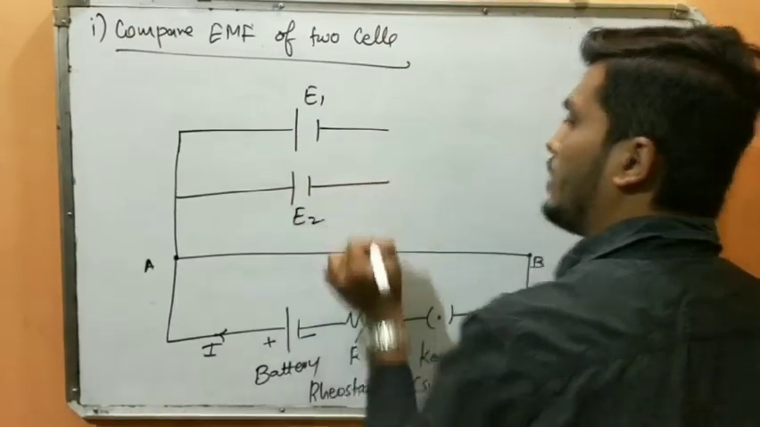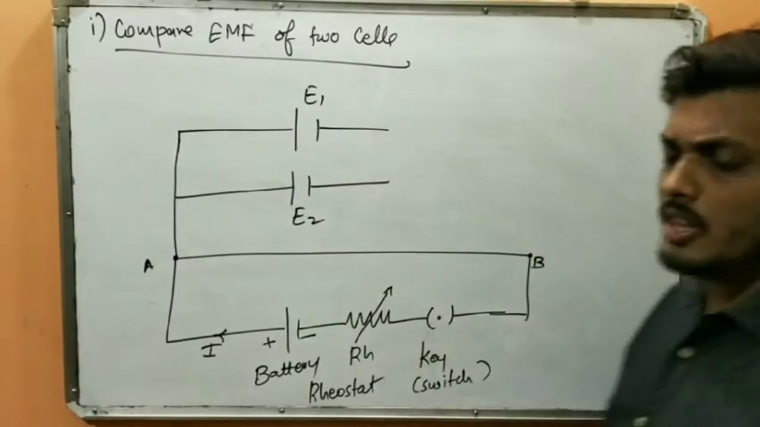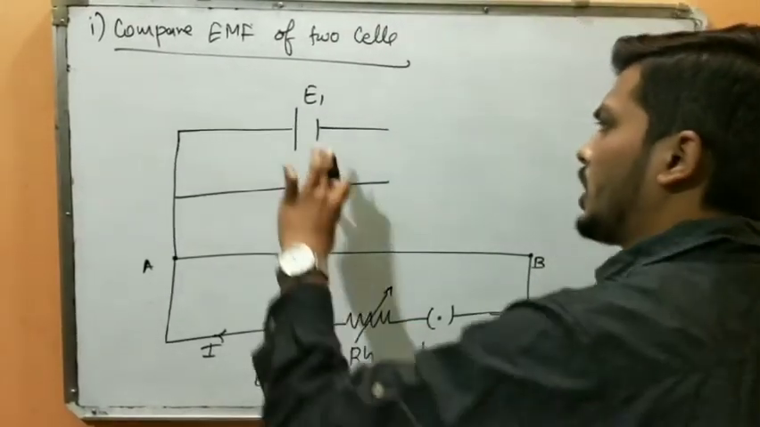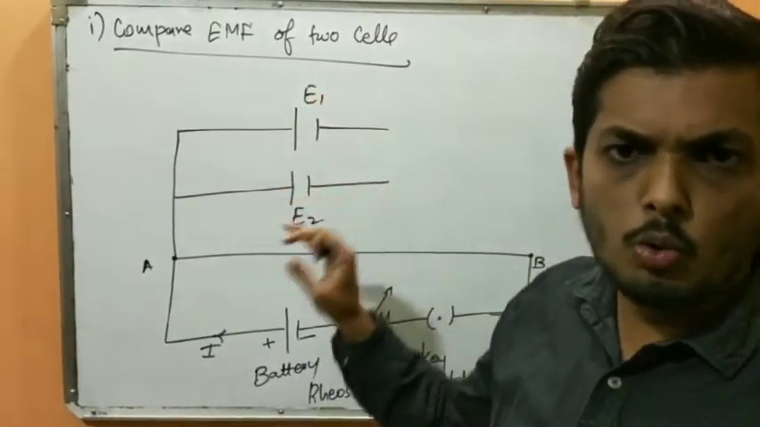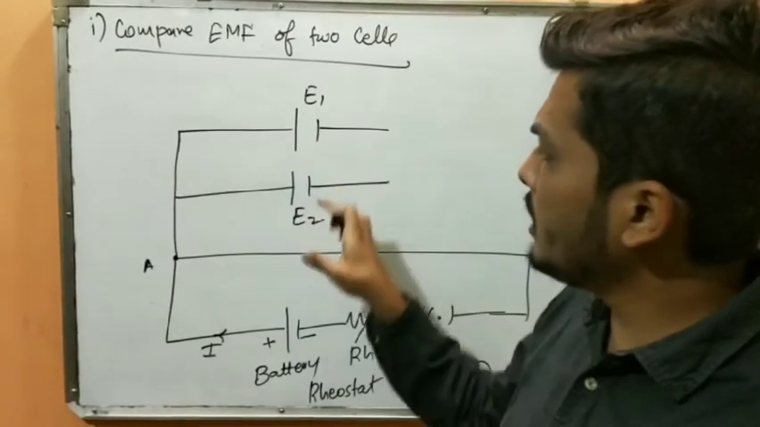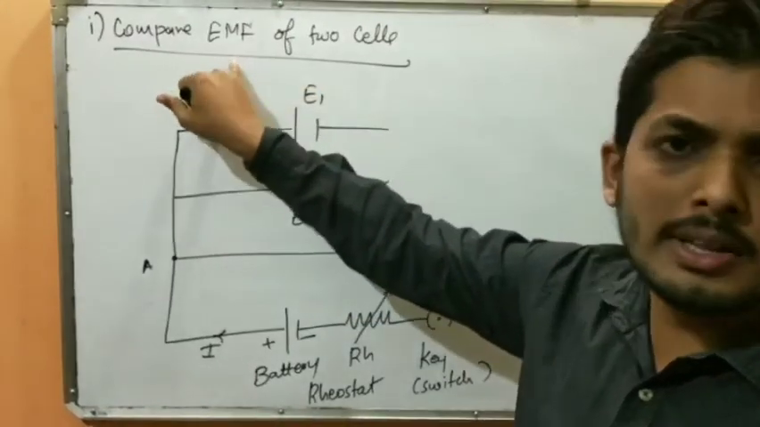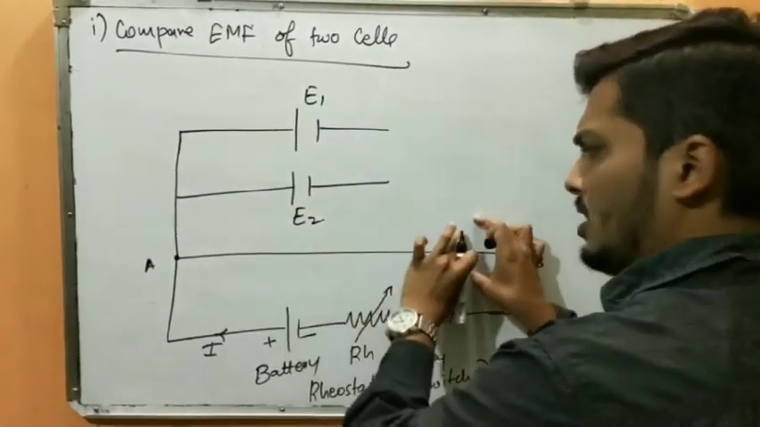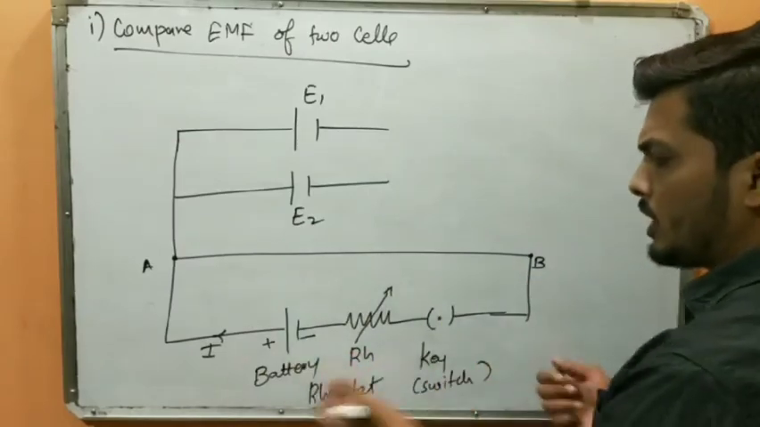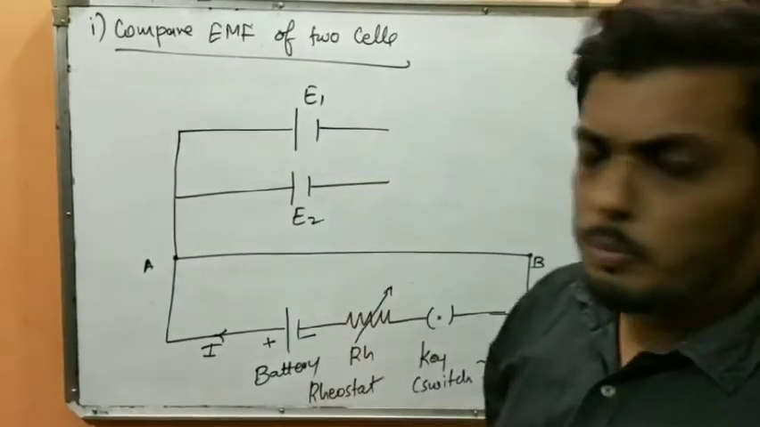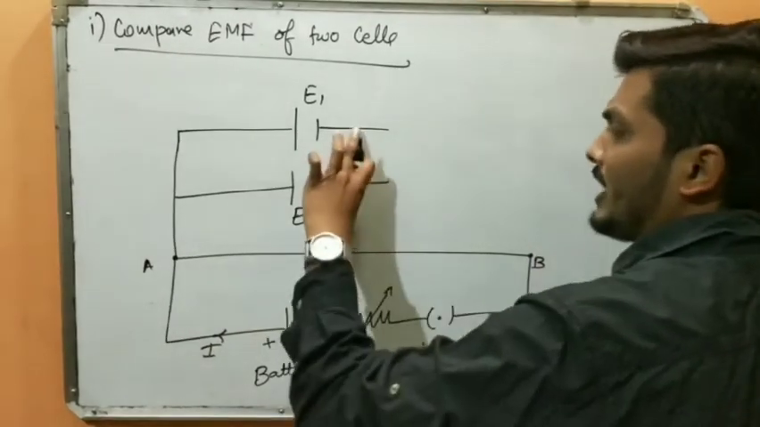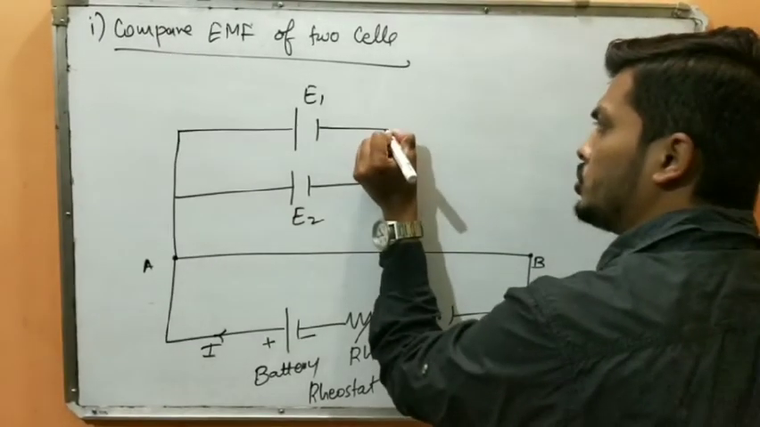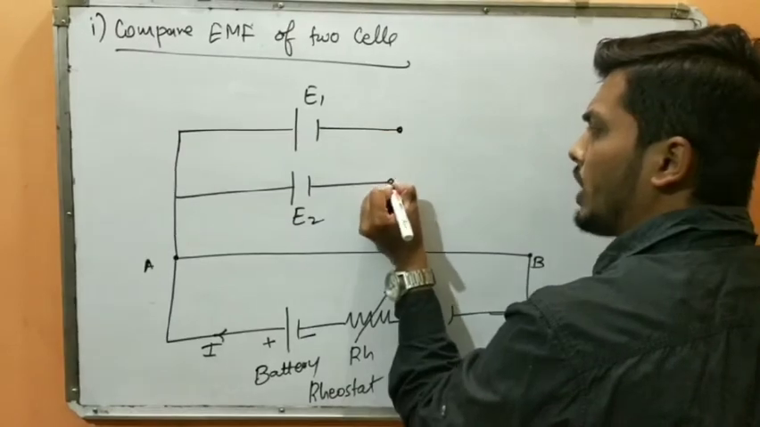Now I cannot compare both cells simultaneously. See here, both are competing; they want to prove who is great, who has more EMF. We have two cells E1 and E2 and our task is to compare their EMF. I am not sure what the EMF of each cell is. So I take a potentiometer, a 4-meter wire connected with the battery, and I put them into a competition. I cannot judge both cells at once, so to avoid that, I am going to use a special kind of key known as a two-way key.